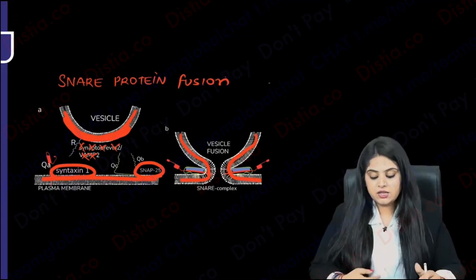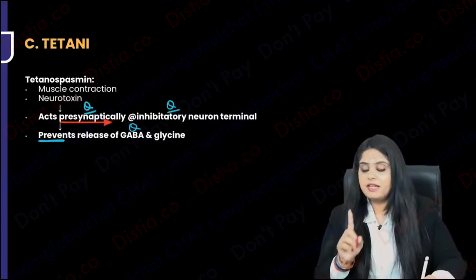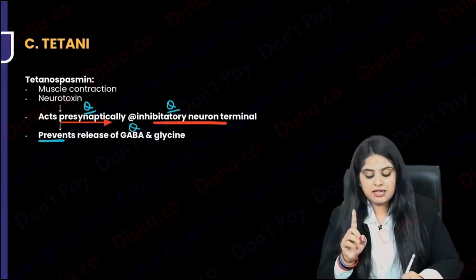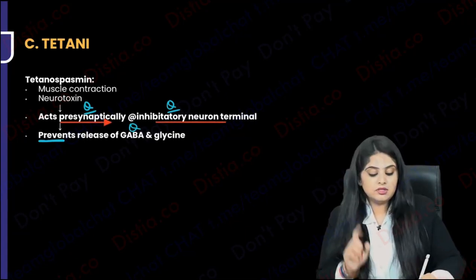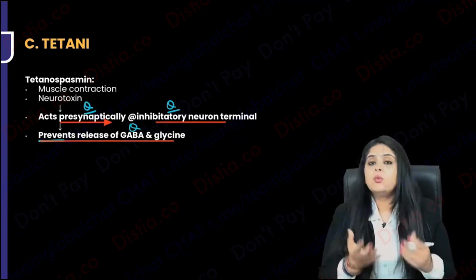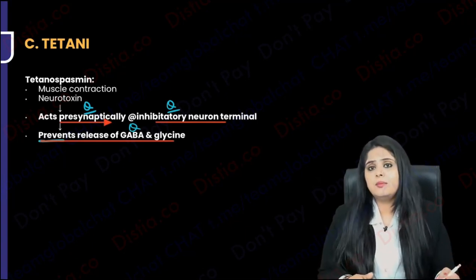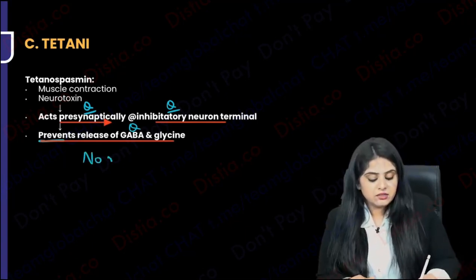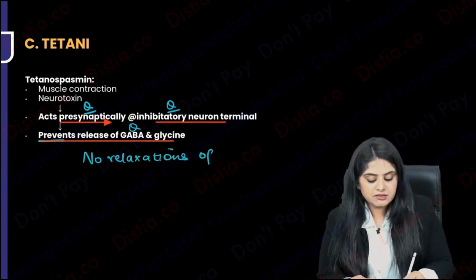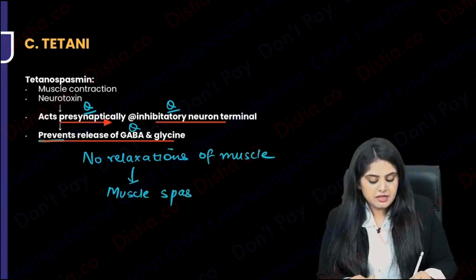So this is the question that you're going to get: what is it going to do? Where is it going to act? It's acting presynaptically. At which neurons, guys? It is acting at the pre-inhibitory neuron terminals, prevents the release of what? GABA and glycine. What do GABA and glycine do in all of us? Relaxation. These people don't have GABA and glycine. So basically there is no relaxation of the muscles, and that is why the muscles are always in the spasmic state. That is why there is a muscle spasm over here.